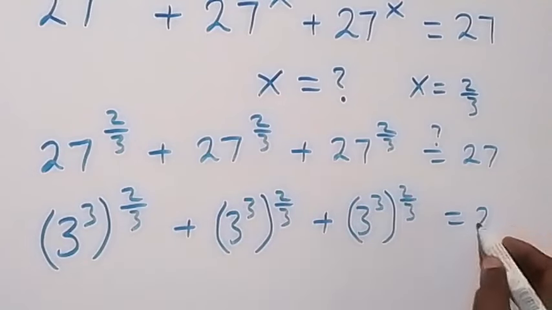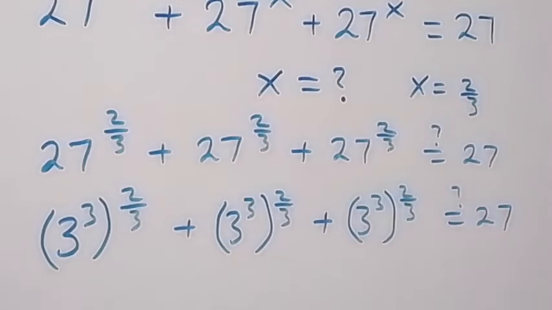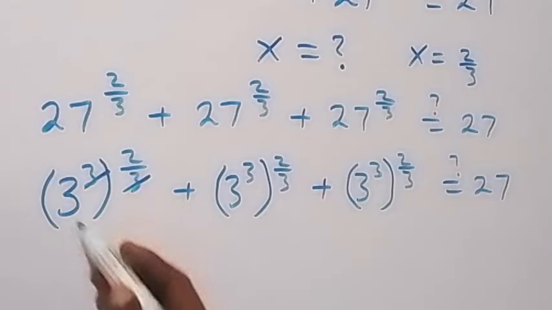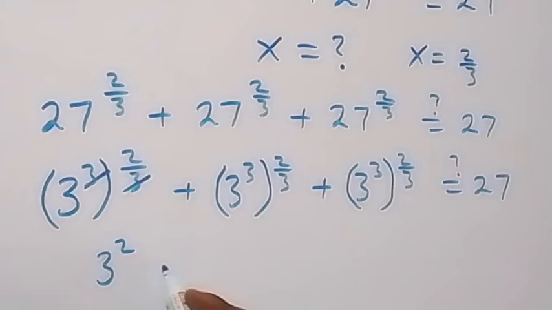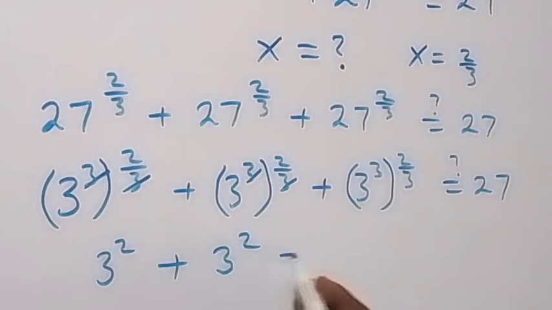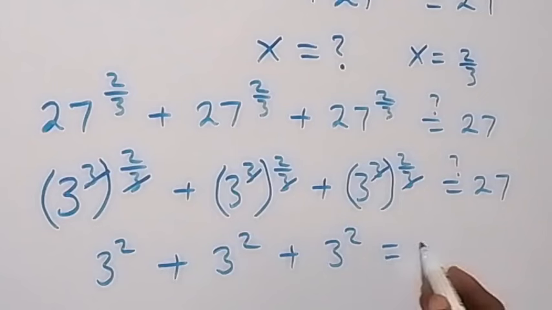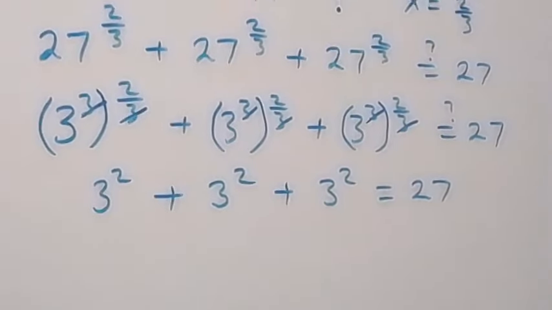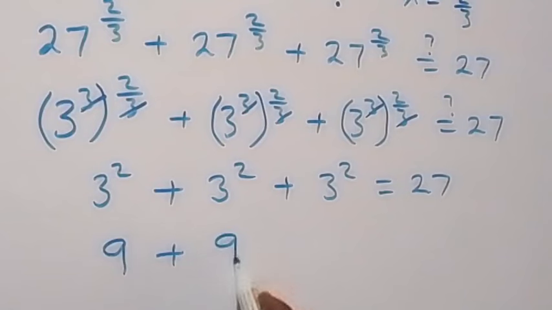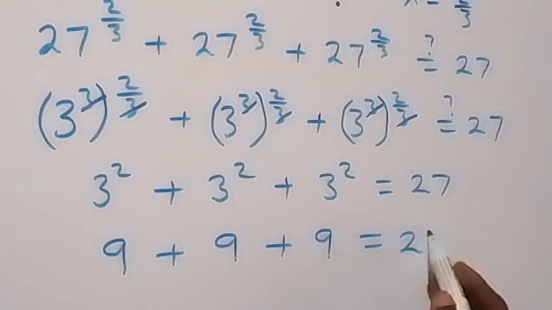Is this equal to 27? From here, this power multiplies, then the 3 cancels out, and we mean 3 squared. Plus also 3 squared, plus similarly 3 squared, which equals 27. Then 3 squared is simply 3 times 3, which is 9. Plus the same thing here, 9, plus the same thing here, 9. Is it equal to 27?